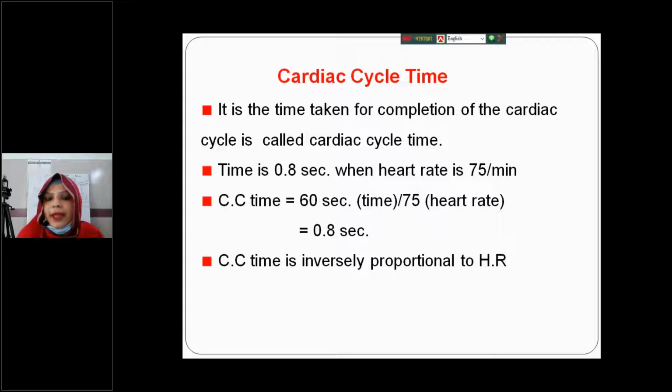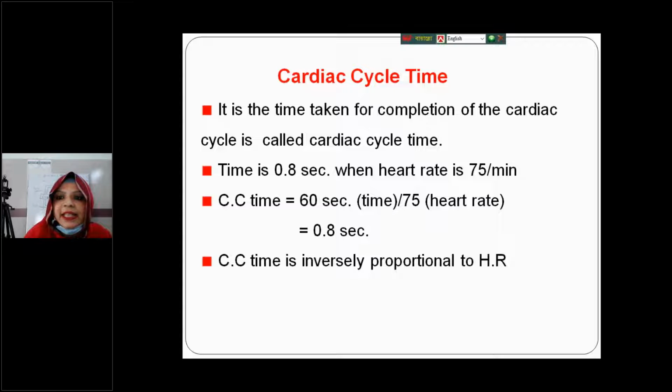So we can conclude here that one cardiac cycle time equals one systole plus one diastole. What do you mean by systole? Systole means contraction. Whenever the heart contracts, this is called systole. And diastole means relaxation of the heart, and during diastole the heart gets filled with blood.